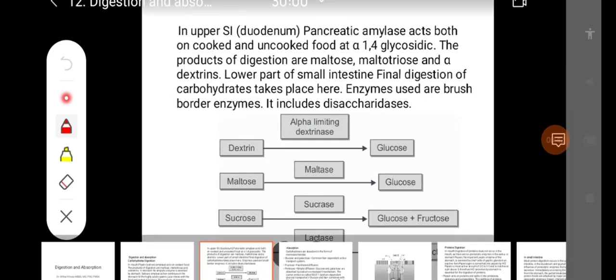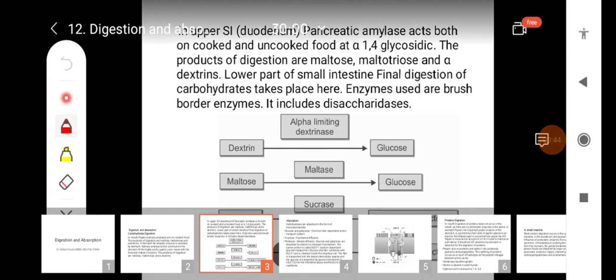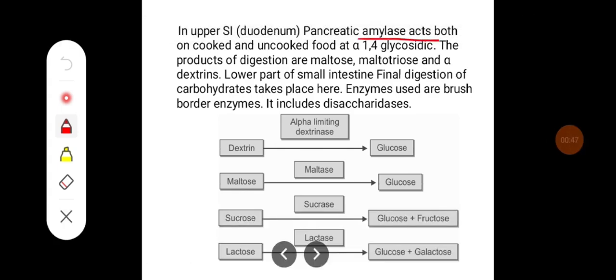In the upper small intestine, that is the duodenum, pancreatic amylase acts on both cooked and uncooked food at the 1,4 glycosidic linkage. The products of digestion are maltose and alpha-dextrins.